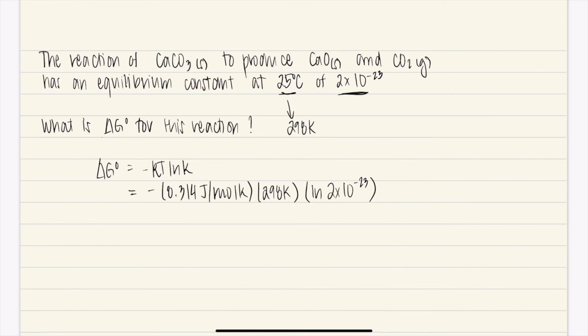Using my calculator, I get the answer. Then let's just convert that to kilojoules. So we have, and that's our delta G naught.